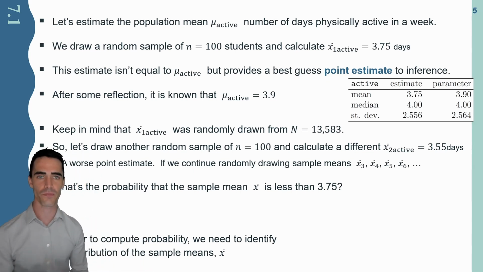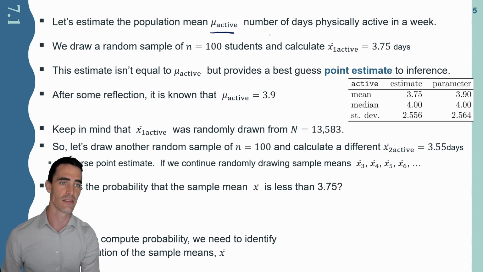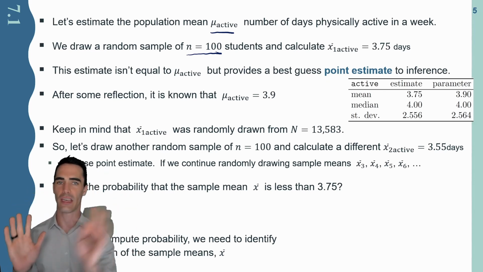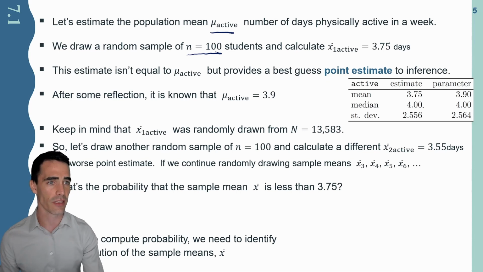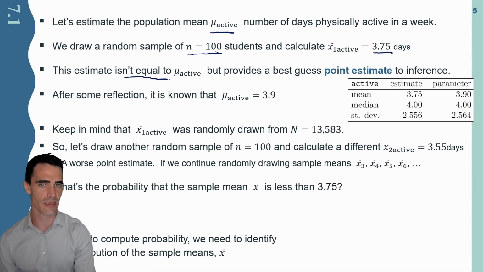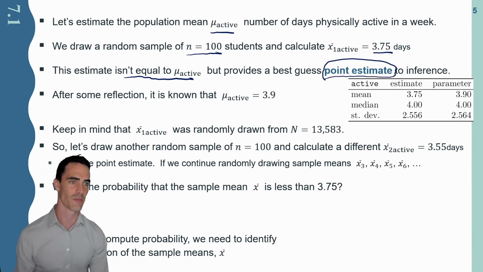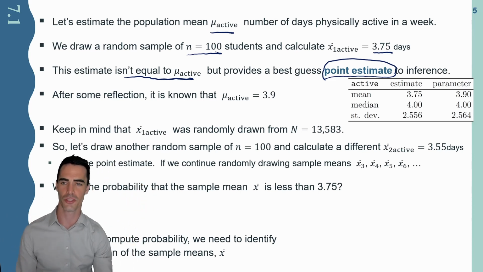Let me show you what I mean. If we're talking about estimating the population mean of the number of days these students are physically active, let's say we draw a random sample of 100 students. Again, I can't have access to all 13,583, so I only talk to 100 of them. I randomly select them, and then I calculate their average, 3.75 days. Notice that this is not going to be equal to the population mean, but it should be pretty close. A point estimate, it's our best guess to make this inference. Again, inference is just taking sample information and applying it onto a bigger group, maybe the population.